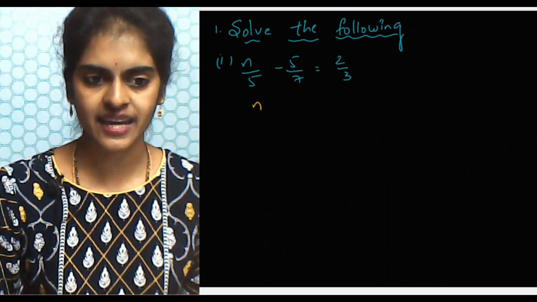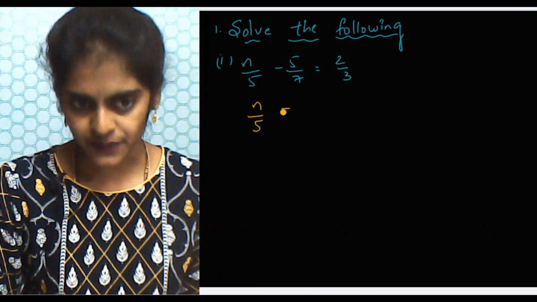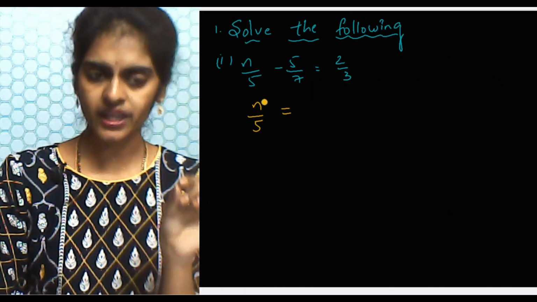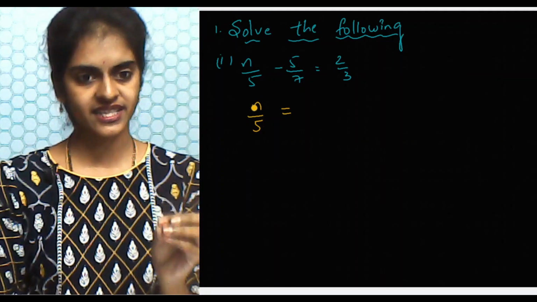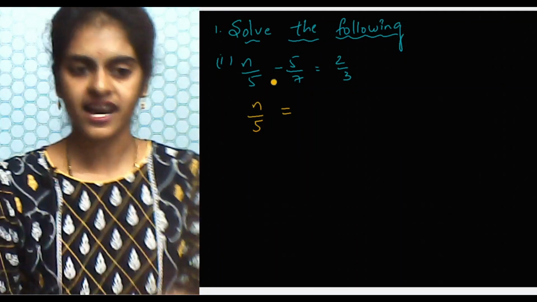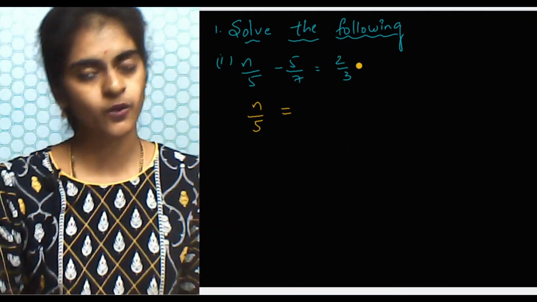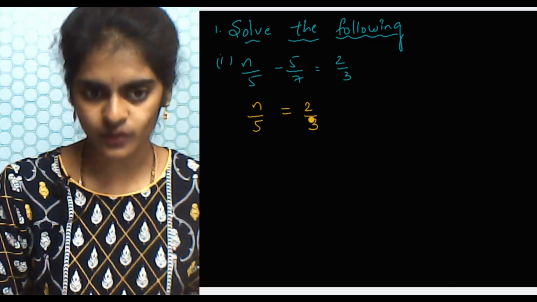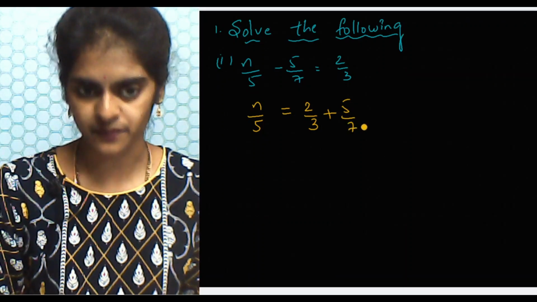So it is n by 5. Okay, here n is a variable. Let me keep it on the LHS side. That means I want the value of n. It is a variable, so I'll keep it on the LHS side and all the constants we shall move on to the RHS. So this minus 5 by 7, I'll just transpose it to RHS. So already you have 2 by 3 in the RHS, so write it, and this minus 5 by 7 becomes plus 5 by 7.